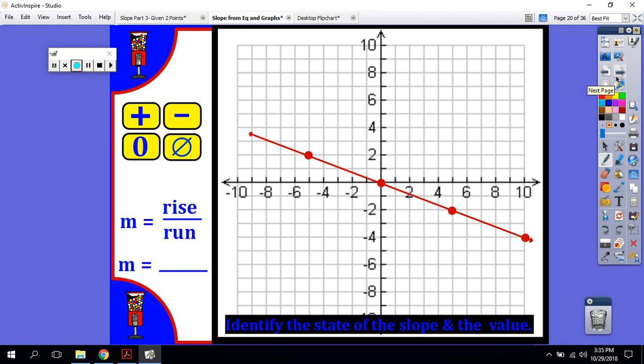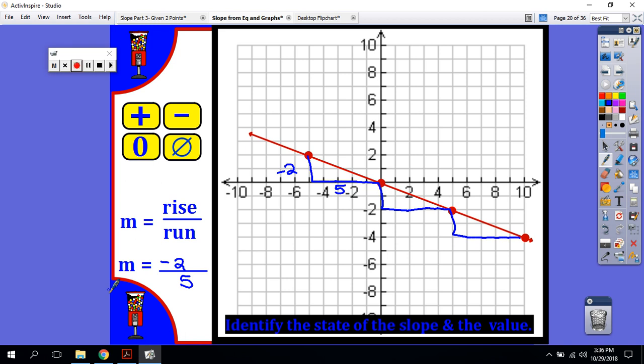This one also is a downhill, so we know it's going to be a negative slope. So we start on the left-hand side and we want to get to this point. In this case, we're going to go down 2, right 1, 2, 3, 4, 5. Down 2 is -2, right 5 is +5. So the slope of this one is -2 over 5.